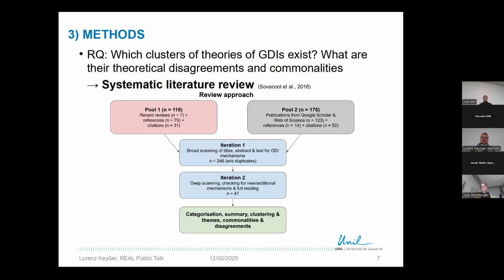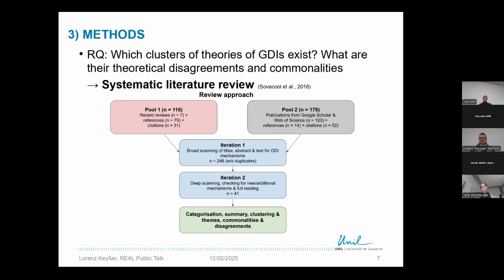The review approach starts with two pools of literature. One, we take some recent reviews of the degrowth and post-growth literature, also specifically on growth imperatives, look at the references and citations, and include all papers that broadly discuss growth dependencies, always with a view on the negative consequences without growth. This is the first iteration, a broad scanning of titles, abstracts, and text for GDI mechanisms. And the second pool supplements this, because the first is quite susceptible to our biases, right? If we start with what we know, recent reviews, etc., we supplement this with publications from Google Scholar and Web of Science, as well as references and citations of papers that we include in the review.